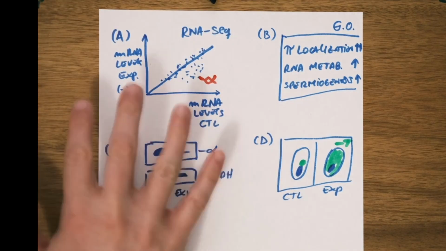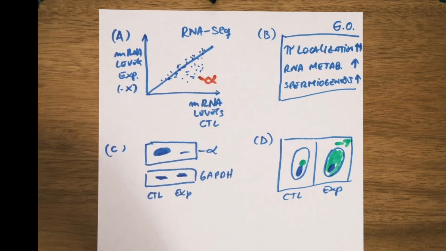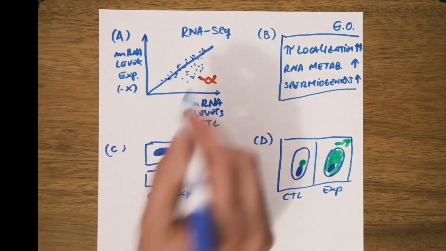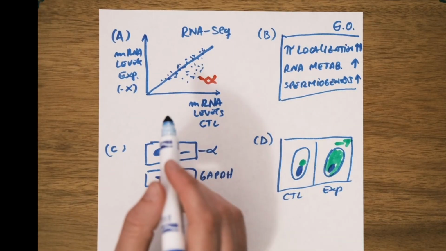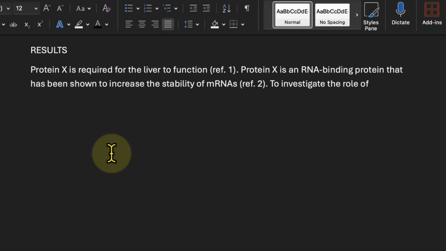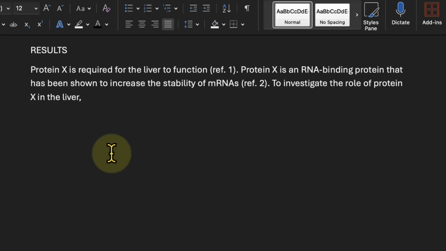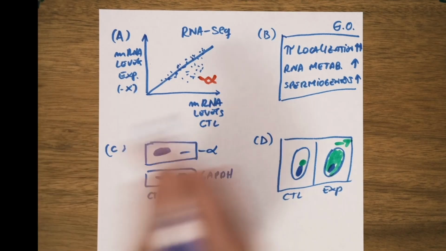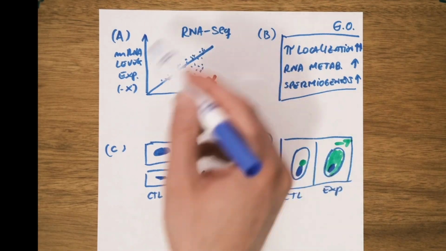And we are doing an RNA-seq, and this is consistent with protein X being an RNA protein that promotes the stability of transcripts. So the question that we want to answer with this, or the point that we want to address, follows. So we say, to investigate the role of protein X in liver, we did RNA-seq of primary hepatocytes knockout for gene X and controls. And then we explain what we observe here.